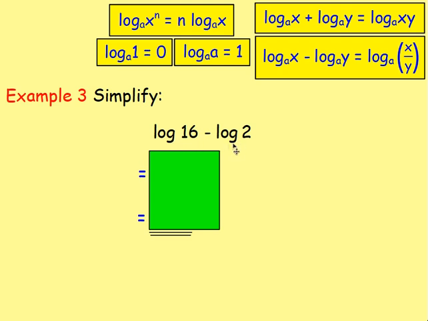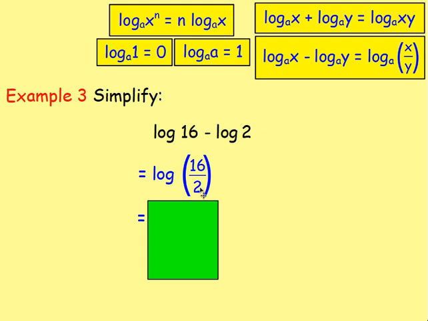Don't write that though. If you're not given a base, don't write a base. So you'd have log 16 take away log 2, which would become log 16 divided by 2, just using this rule here. So log base a of x take away log base a of y. If the base is the same, it'll be x divided by y. And you can put them together. So it'll be log 16 divided by 2, which will be log 8.